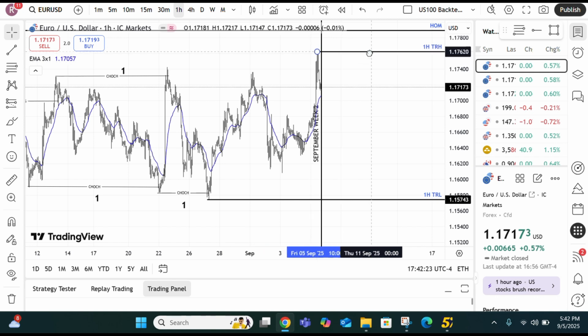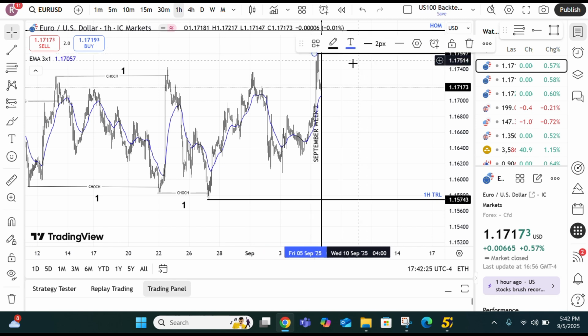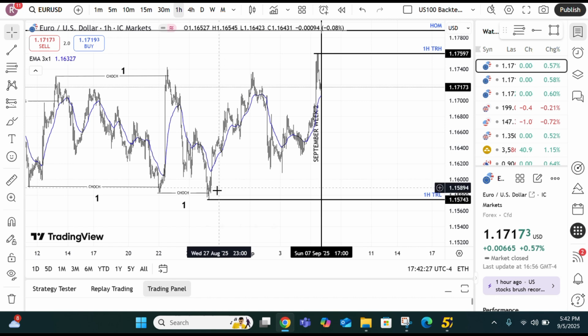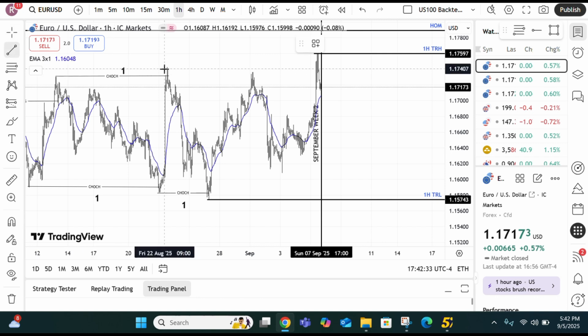Okay, so this is now my new high. This remains as my trading range low. All right, and this is a change of character right here.